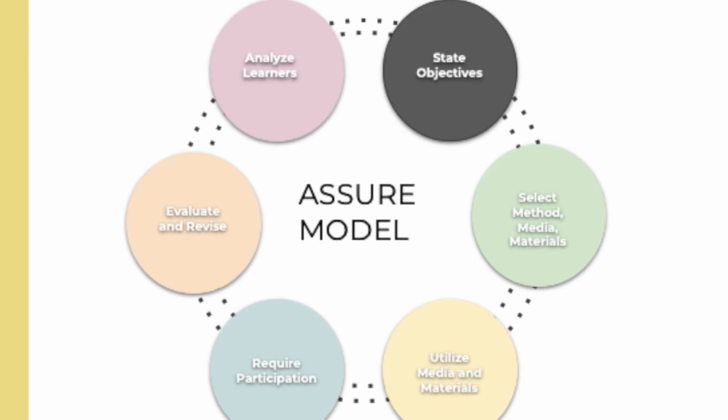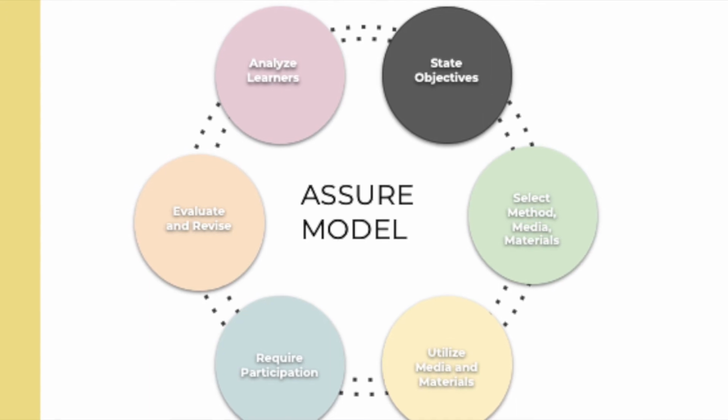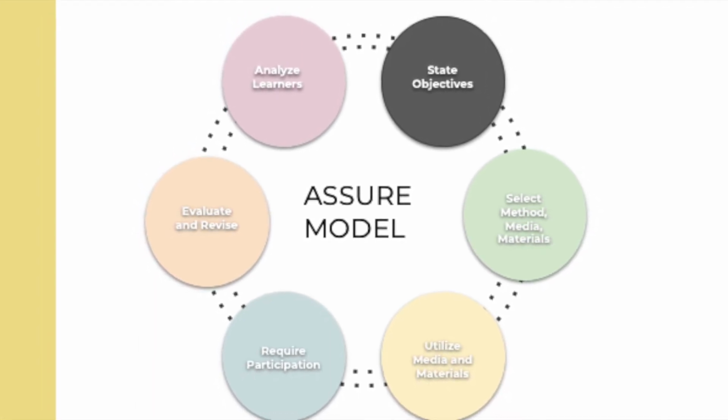The second step of the Assure model is to state your objectives. In this section, you would write your objectives, develop test items, plan instruction, and identify resources.